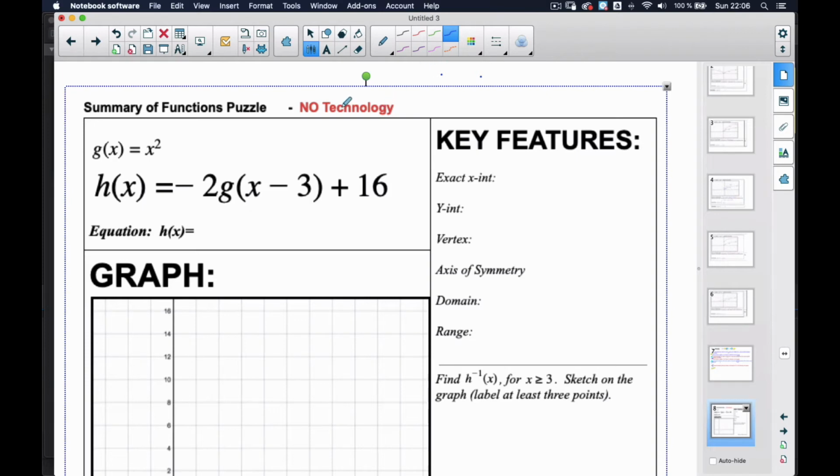Okay, so in this summary functions puzzle, we are given that g of x is x squared, but h of x is equal to negative 2 g of x minus 3 plus 16. And part of the hardest thing students find is reading what this means.